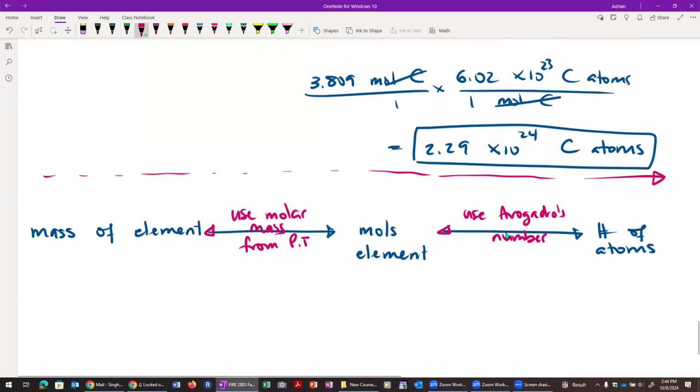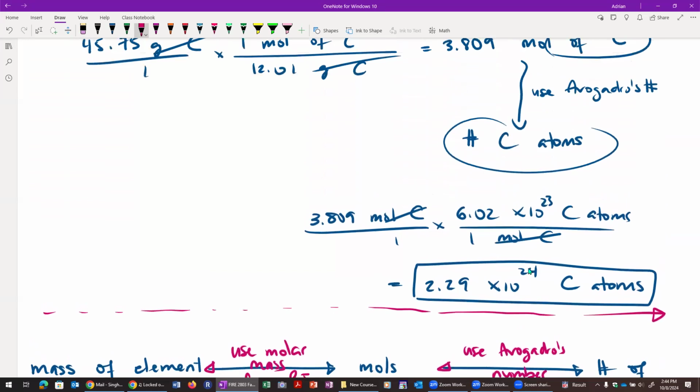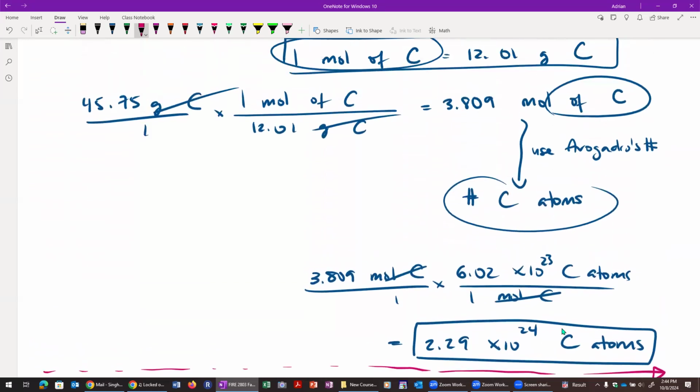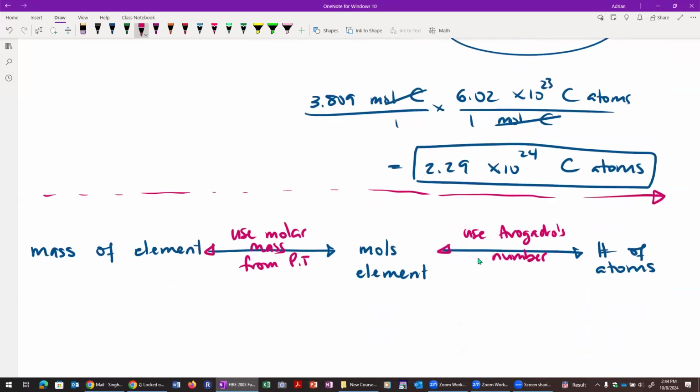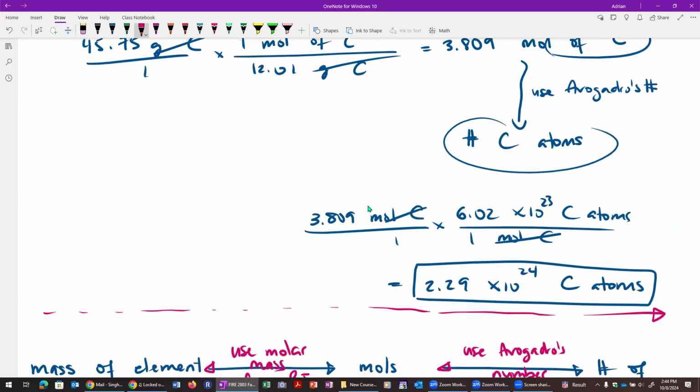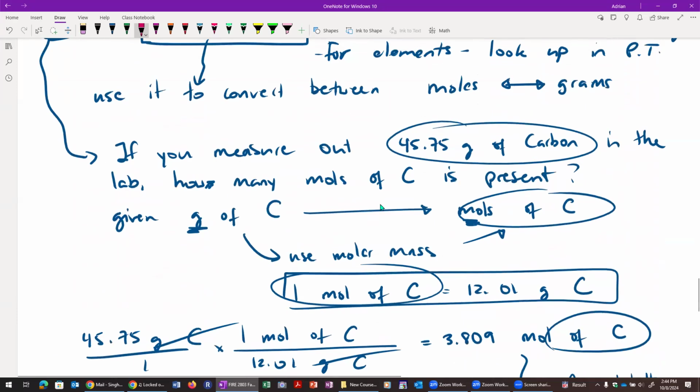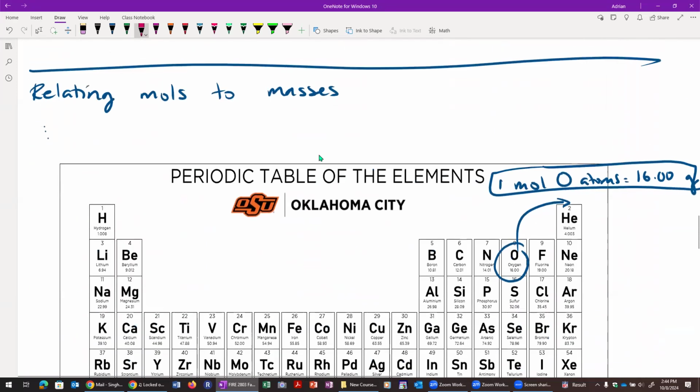All right. So yes, there's some math involved in this, and the way that I've set it up makes use of dimensional analysis or the factor label method. You can do it alternative ways if you want, but the key thing here is that you're using the right relationships to get from one thing to the other. So we're looking at how we relate moles to masses for the elements, for the atoms.